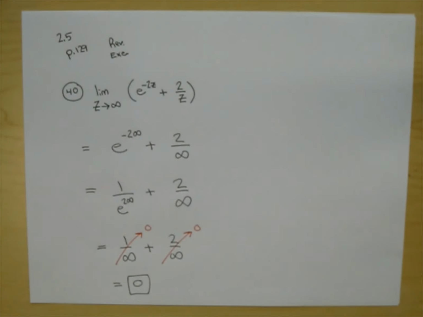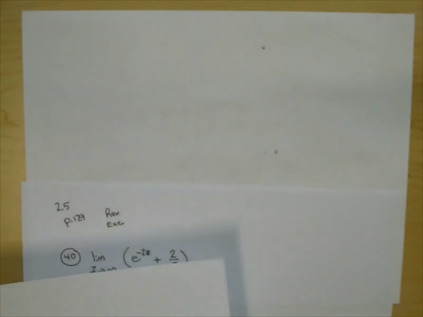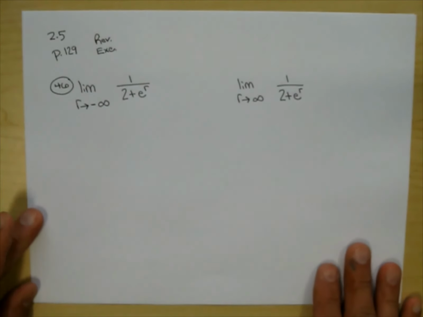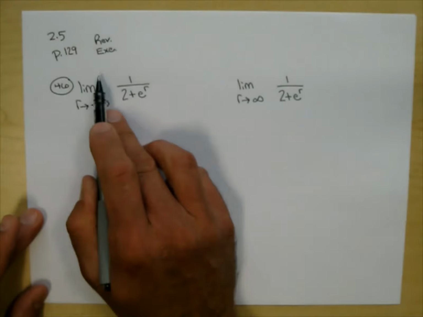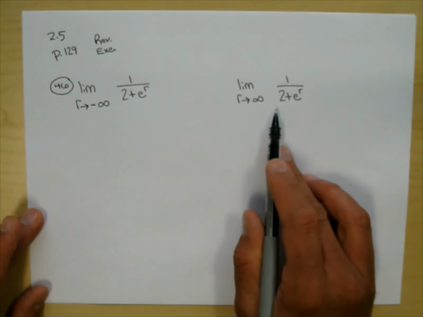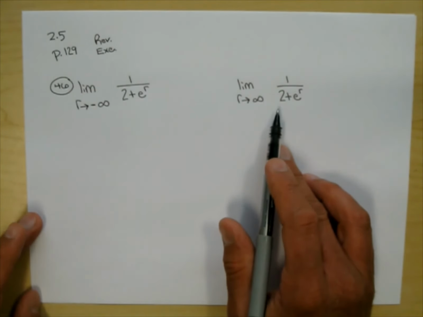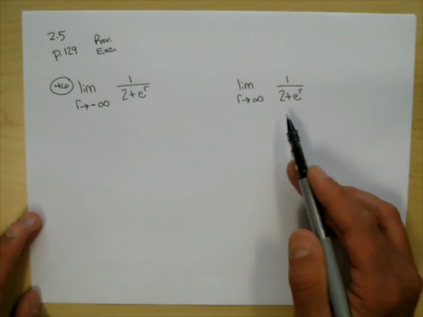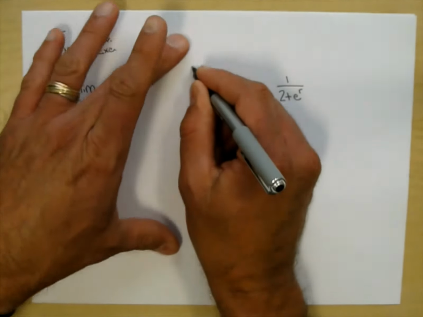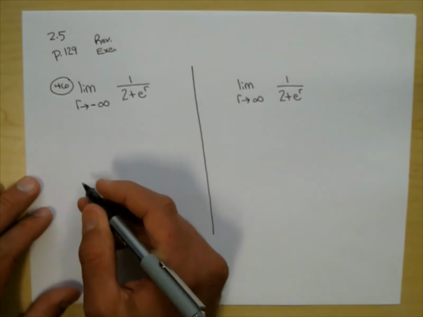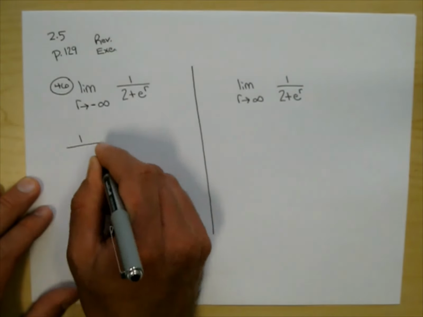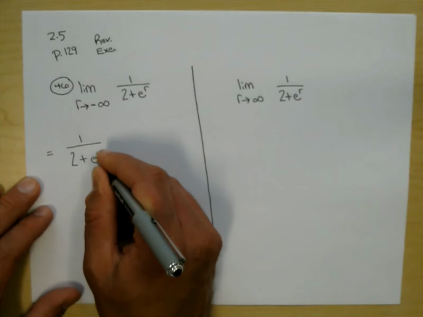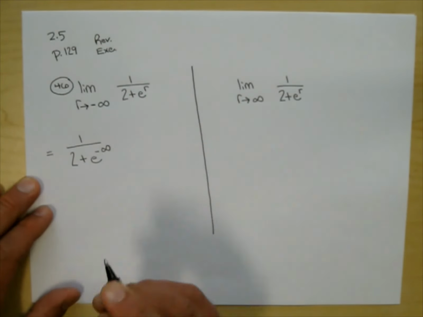Let's go ahead and do another one from 2.5. So this problem, number 46 in the review exercises, they want you to investigate the limits as r goes to negative infinity and as r goes to infinity and see what happens. So let's do that. These are like 2 different problems here. So this is 1 over 2 plus e to the negative infinity.